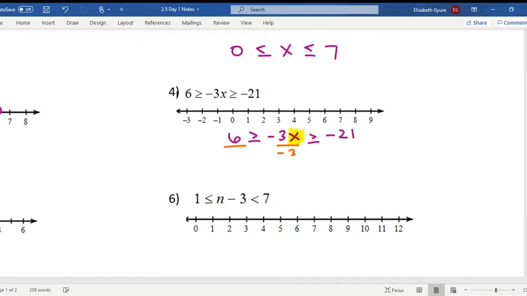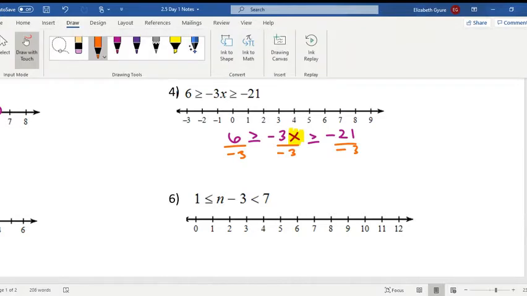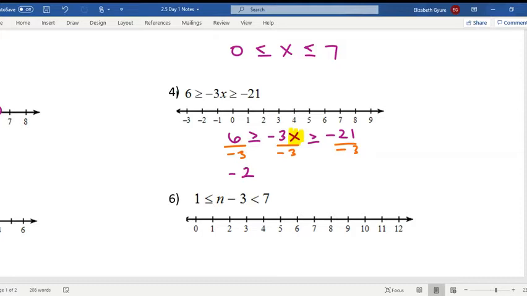Divide by negative 3. Good. Okay. Divide all 3 parts by negative 3. What's 6 divided by negative 3? Negative 2. Good. Very good, Asia. Asia asked if we have to flip the signs because we're dividing by a negative. Absolutely. Yes, that same rule still applies.